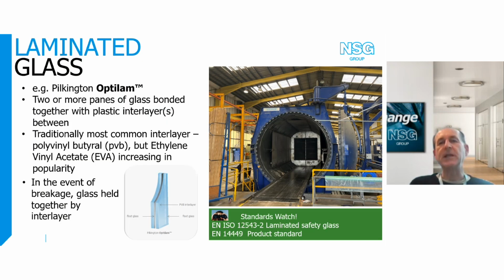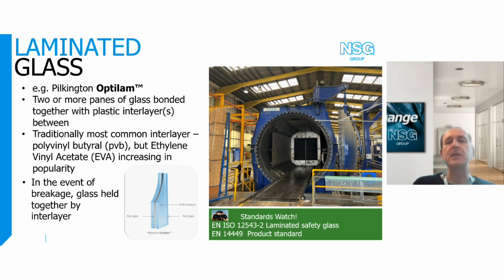Laminated glass reportedly originated from a laboratory accident in which a plastic-coated glass flask was dropped on the floor, and it surprised people within the laboratory that it didn't break into anything other than pieces. So that was the first kind of idea behind developing laminated glass.